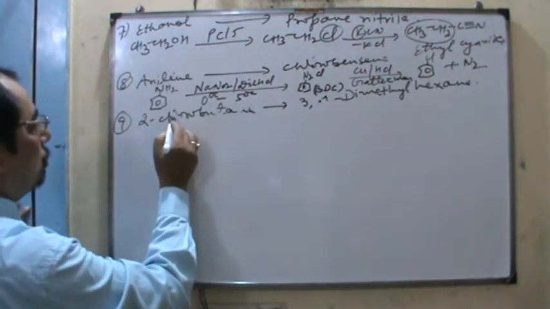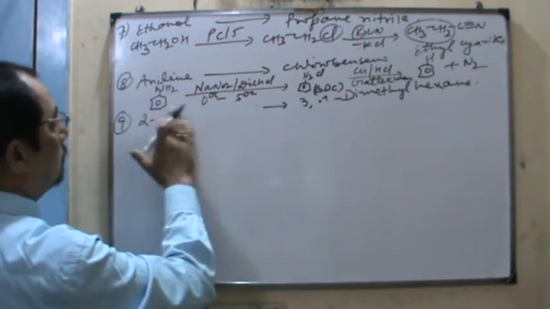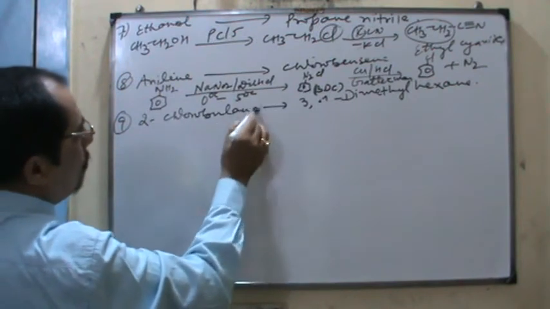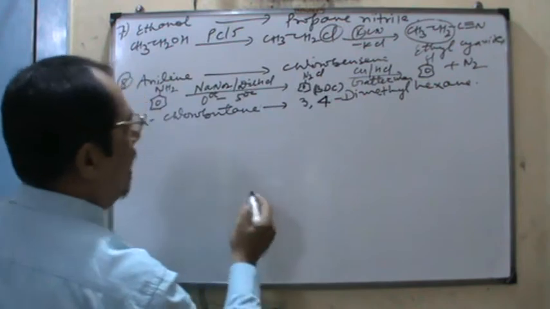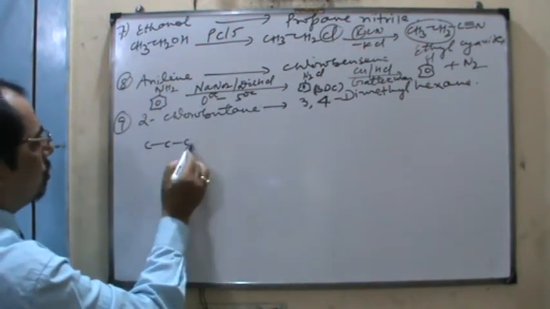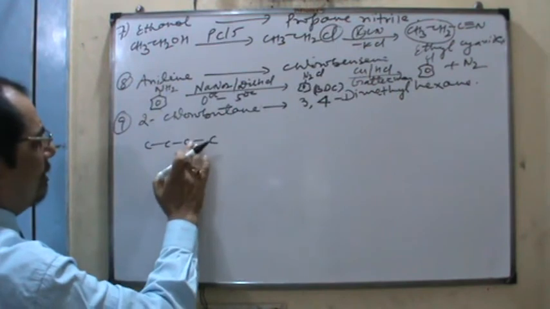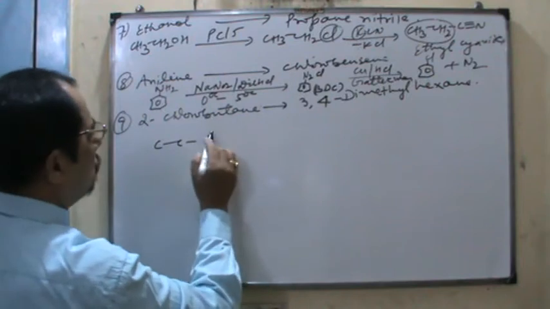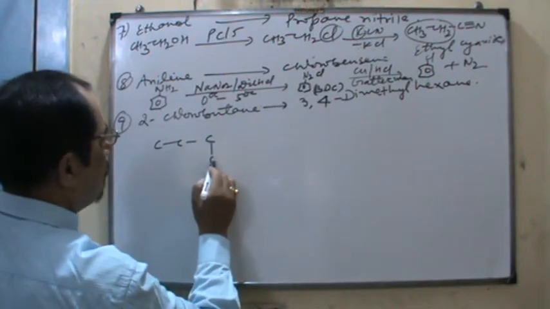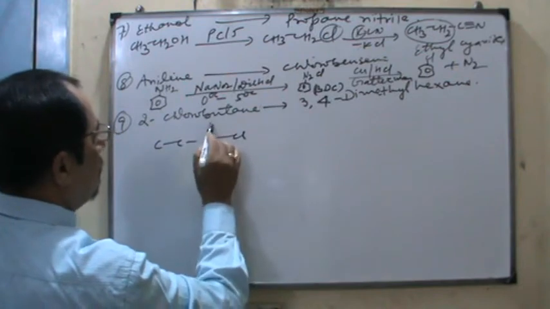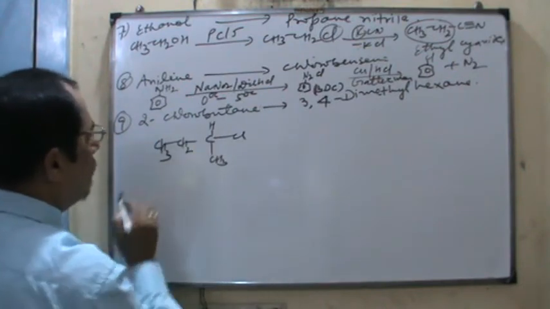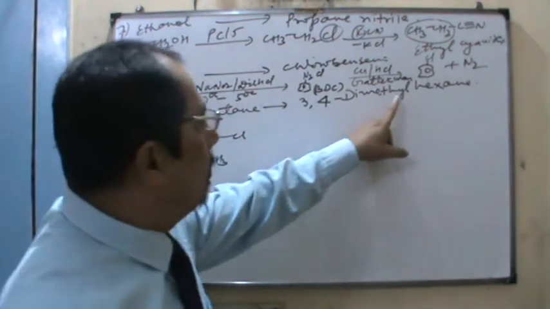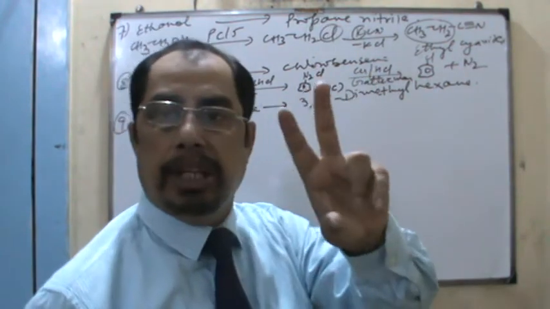So now the next question is 2-chlorobutane to 3,4-dimethylhexane. So this is 1, 2, 3 and 4. If I write here in that way, 1, 2, 3, and I write here CH3 and Cl. One thing you remember, 2-chlorobutane is alright, but you have to get hexane with 2 substitutions. So 6 plus 2, 8 carbon.